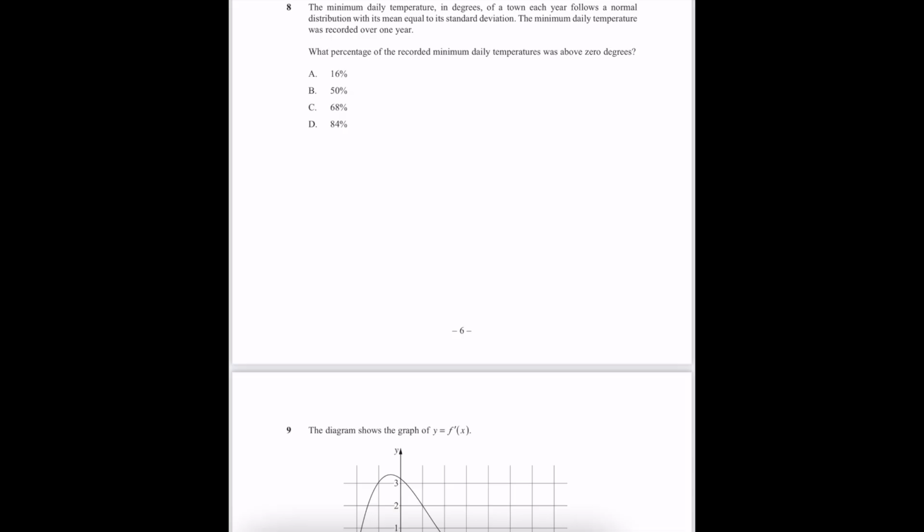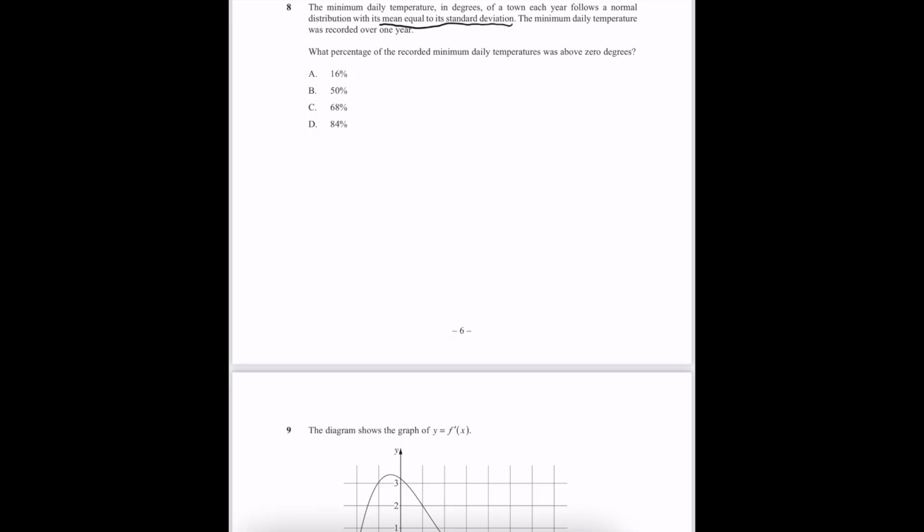Question 8 says the minimum daily temperature in degrees of a town each year follows a normal distribution with its mean equal to its standard deviation. This is important information here. The minimum daily temperature was recorded over 1 year. What percentage of the recorded minimum daily temperatures was above 0 degrees?